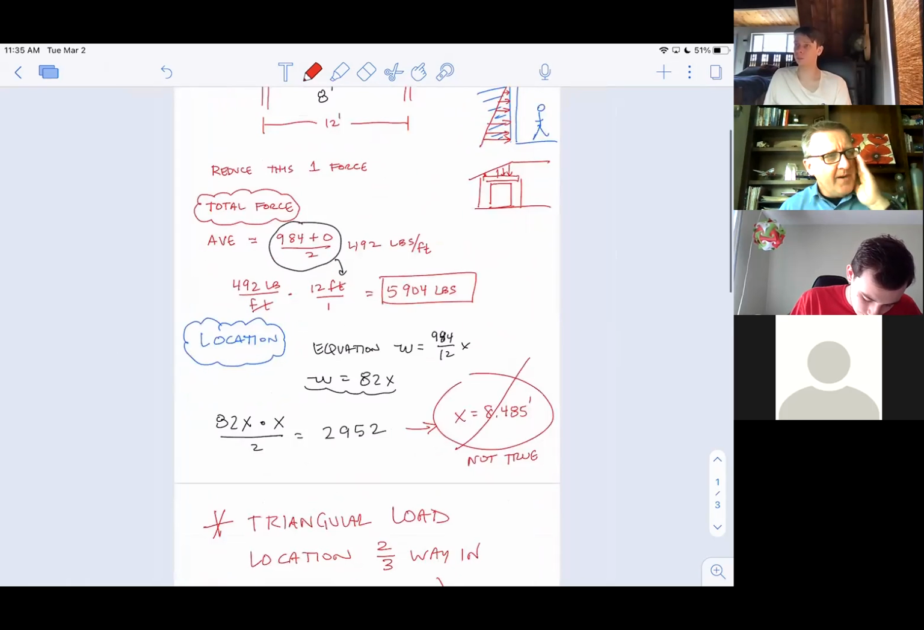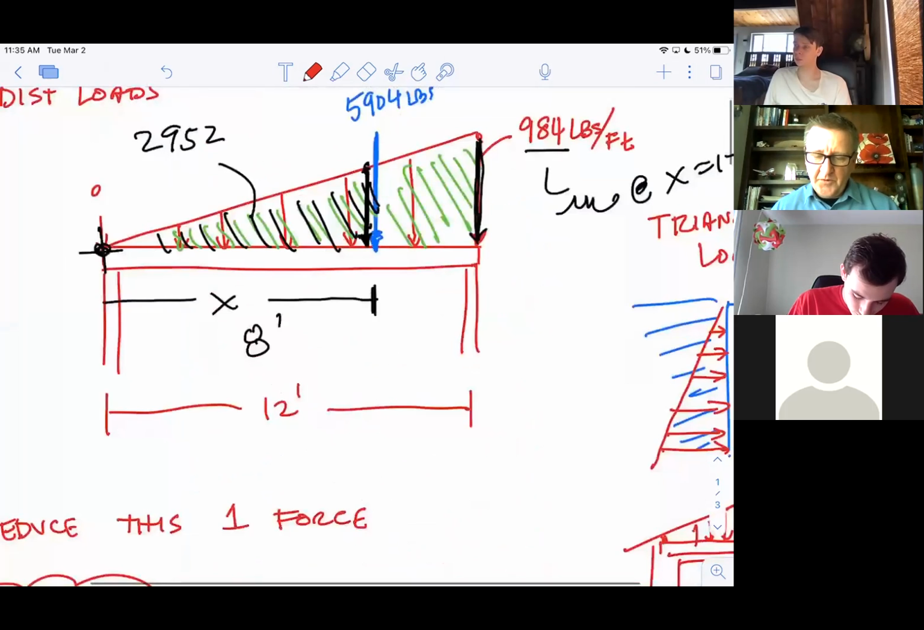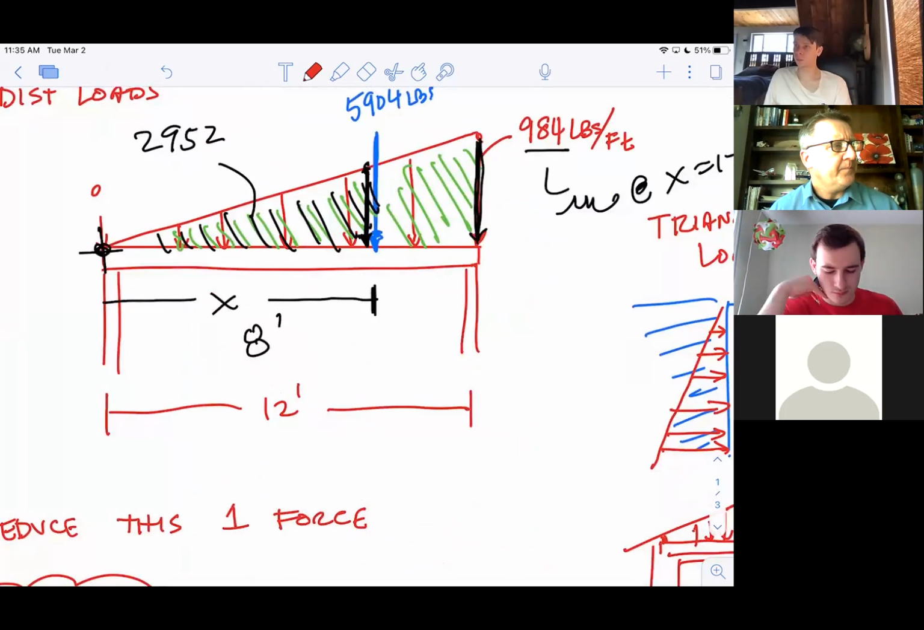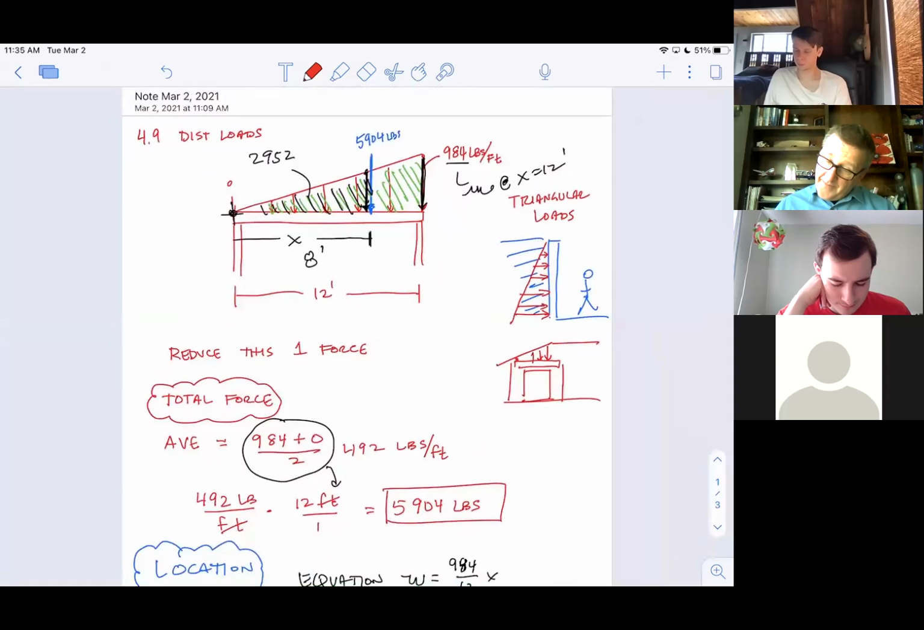I think there's something wrong with my logical concept, but I can't see why. I think it's not true that those two areas are the same area. That sure seems like they are, and that's what's bothering me. But if that's true, to progress, then we found our 5,904 pounds because that's how much weight is there, and its location is 8 feet in.